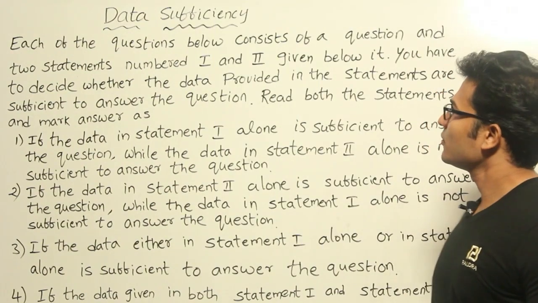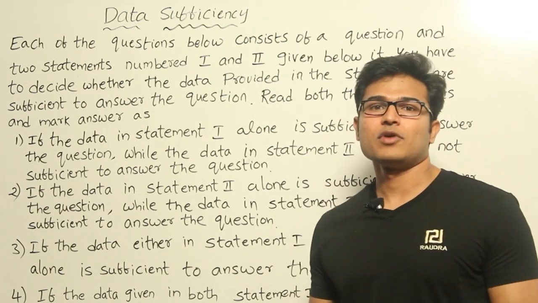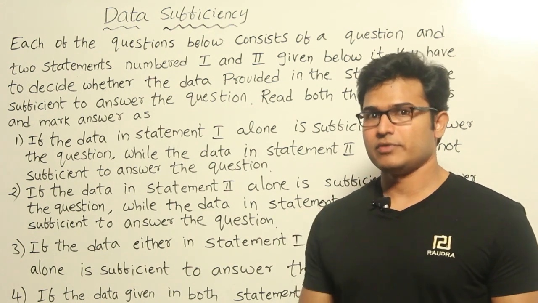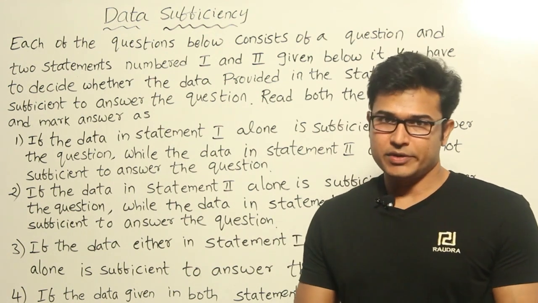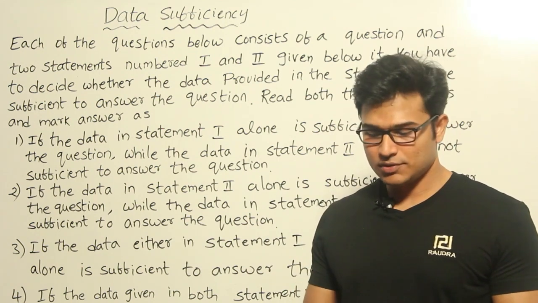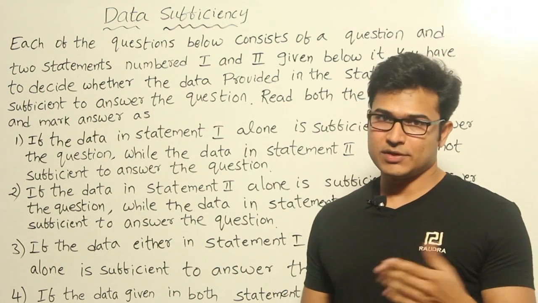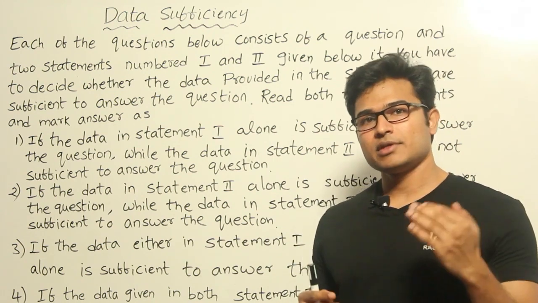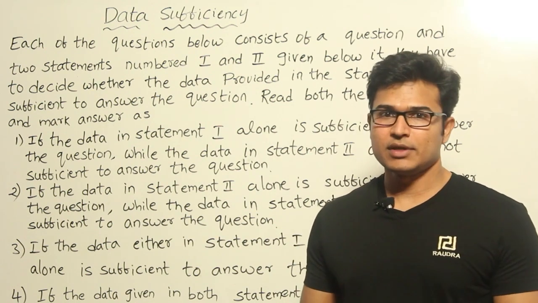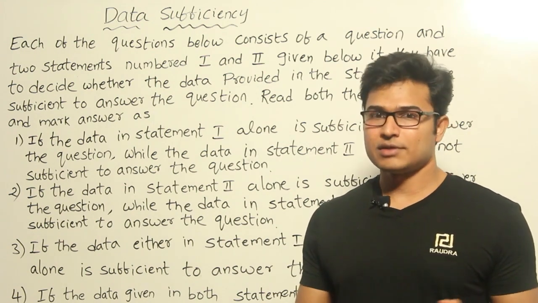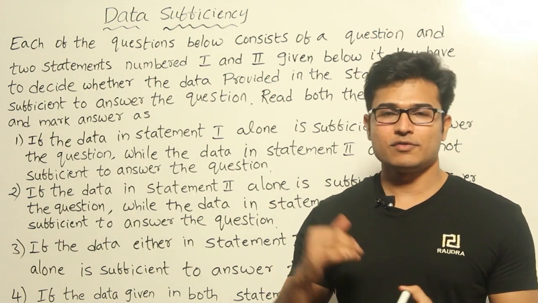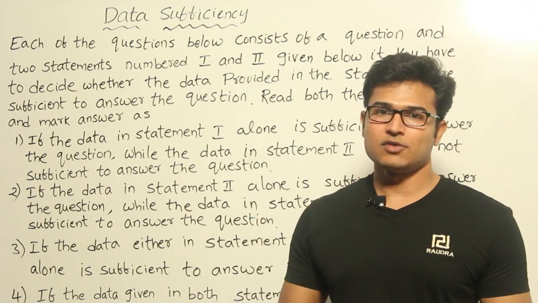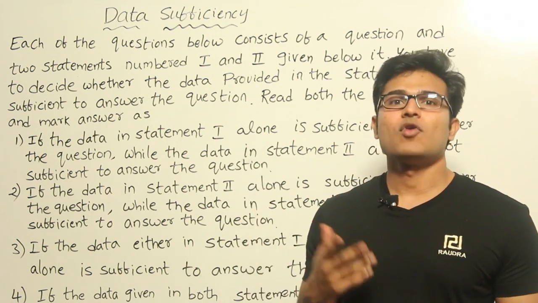Now let's see the concept of data sufficiency. So in the exam, they'll give you two statements and then they will ask you one question. To answer that question, you might have to use data from the first statement, or data from the second statement, or the data present in both statements, and sometimes you will not be able to answer the question even from the data in the first or the second statement. Based on that, you are supposed to say what you have used.